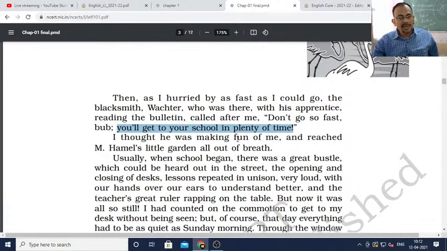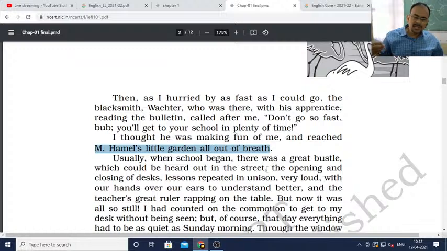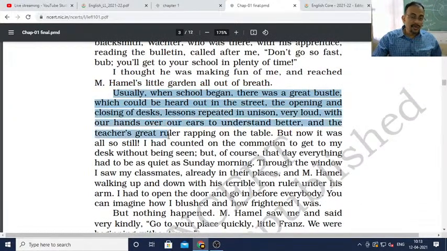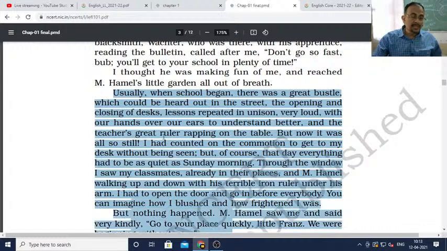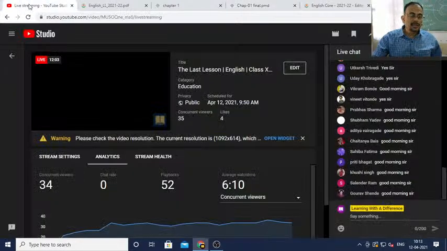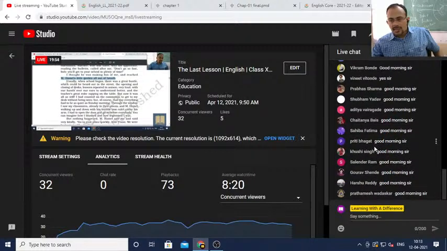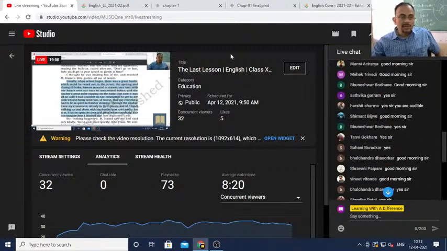I thought he was making fun of me and reached M. Hamel's little garden all out of breath, and he rushed like anything. He literally ran to the school to catch a glimpse of his French teacher. Now the unusual atmosphere of the classroom on that day has been described in this paragraph. Okay, in this paragraph the unusual atmosphere of the classroom has been described. So please pay attention to the description.